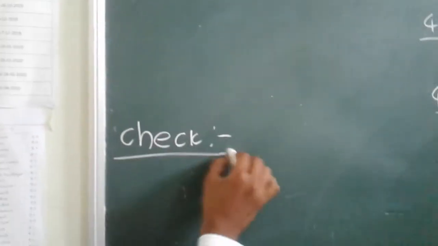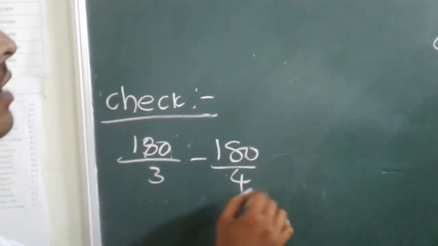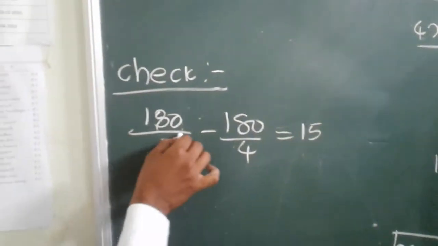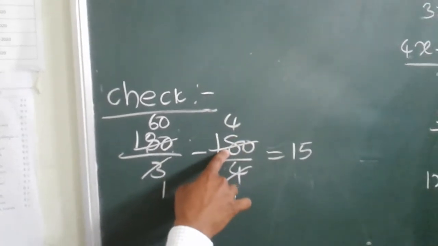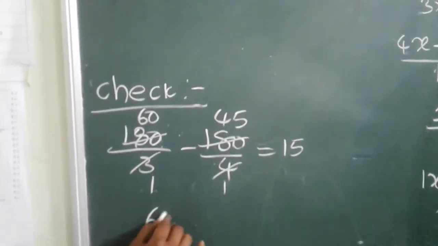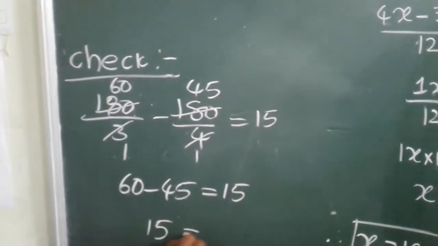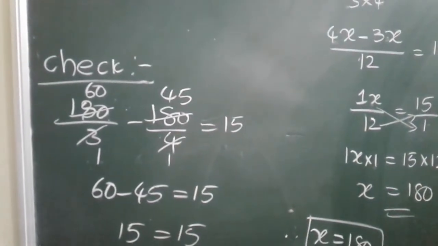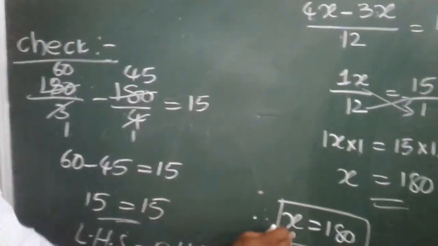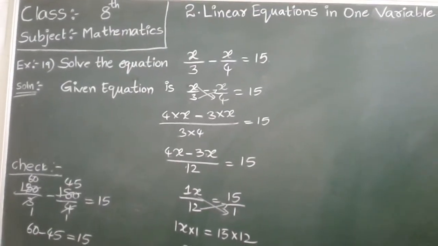just check it. So check: 180 divided by 3 minus 180 divided by 4 is equal to 15. So cut it. 3 ones are 3, 3 6s are 18, and 4 ones are 4, 4 4s are 16, 2 left, 20, 4 5s are 20. So 60 minus 45 is equal to 15. 60 minus 45, how much? 15. 15 is equal to 15. So LHS is equal to RHS. So this is the correct answer. Okay, so what is the value of x here? x is equal to 180. And we'll discuss one more problem based on this equation.